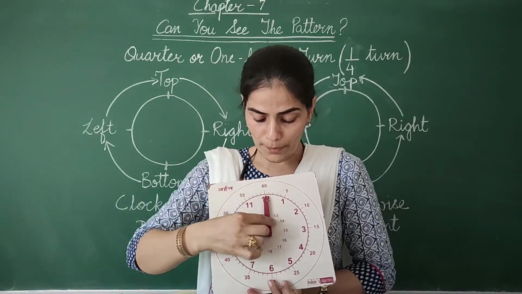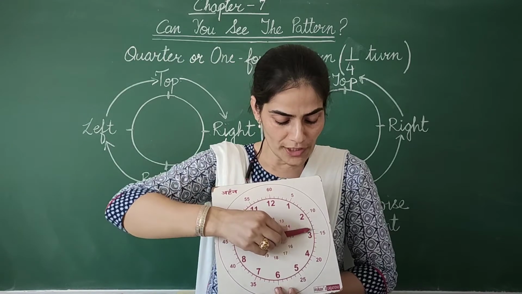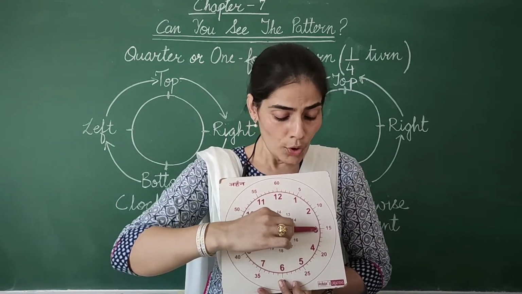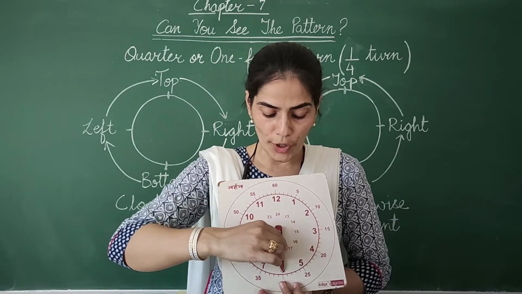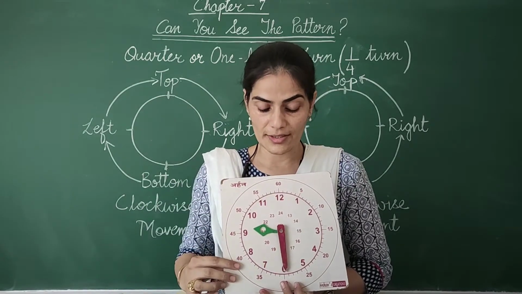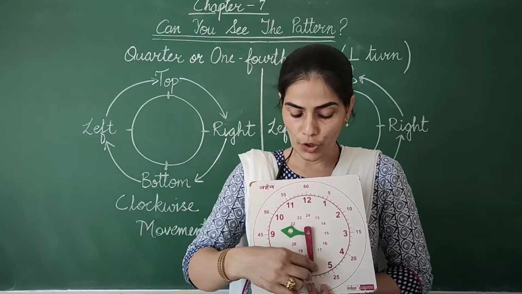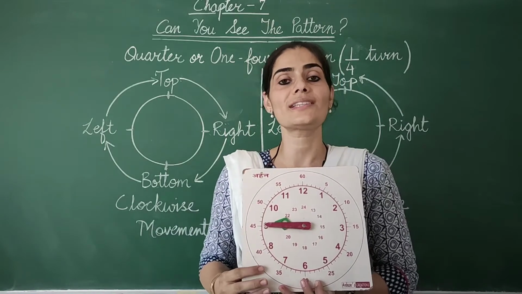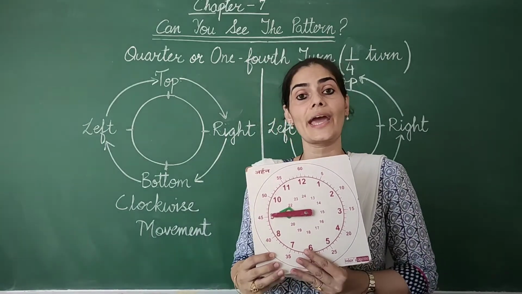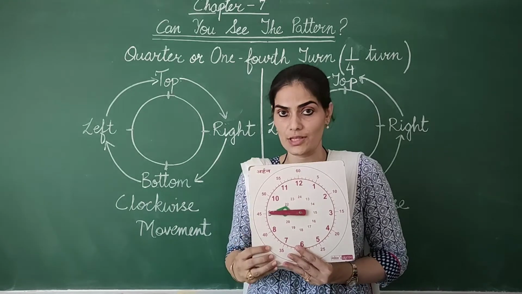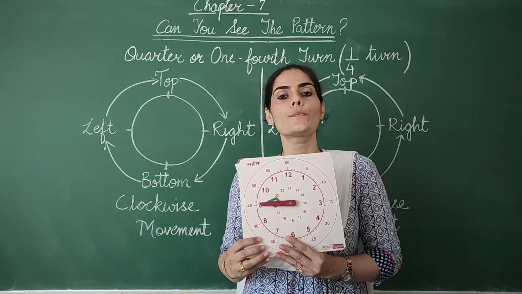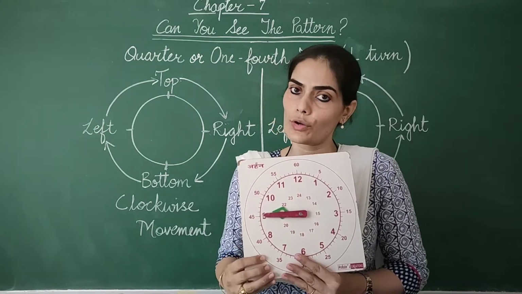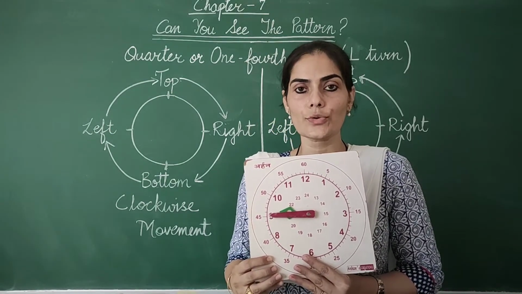From top, that is 12, it will move towards your right, which is 3. Then if we give it one more 1/4 turn, it will point towards 6, that is the bottom. And from here, if we give one more 1/4 turn, it will point towards 9, that is your left, again back to its original position. So this is how the object moves when we give it 1/4 turn clockwise. I hope this is clear to everybody.